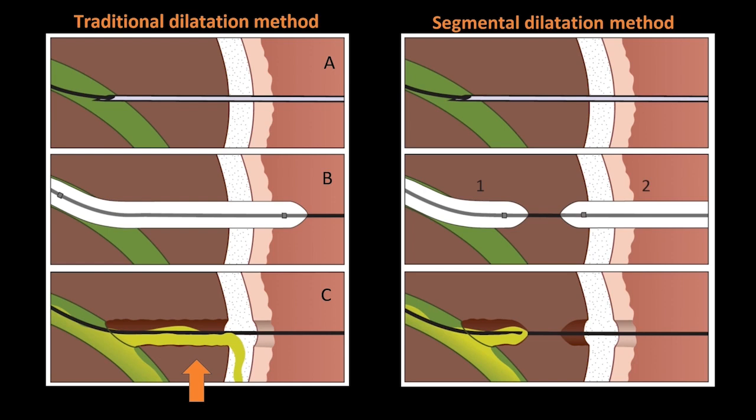In the segmental dilatation method shown on the right, the tissue tract is dilated separately on the bile duct and the gastric side, leaving 2 to 3 centimeters of undilated liver parenchyma. This undilated area acts as a stop valve that prevents the leakage of bile.